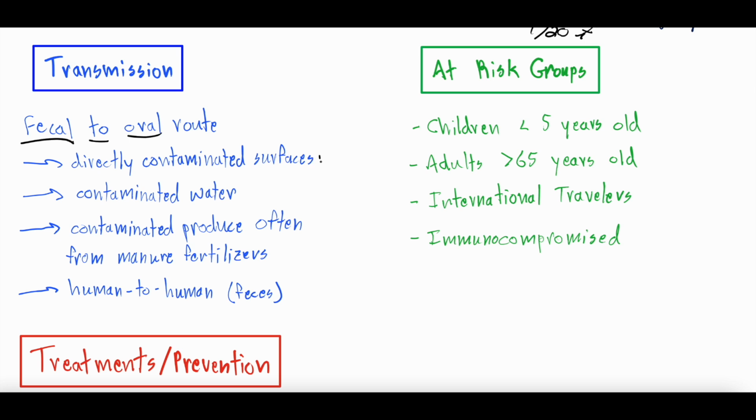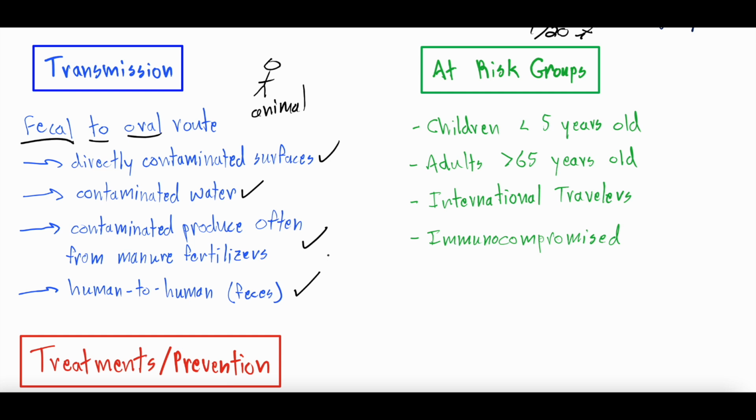That can be directly contaminated surfaces, right? That can be contaminated water, and this can be both human and animal feces, warm-blooded mammals like cattle. Contaminated produce, sometimes from the manure that people are using to fertilize fields, and nothing against fertilizing fields with manure at all. But that is how this E. coli can sometimes get in there. And then human to human, right? Not that I would ever do this, but let's hypothetically say I have E.